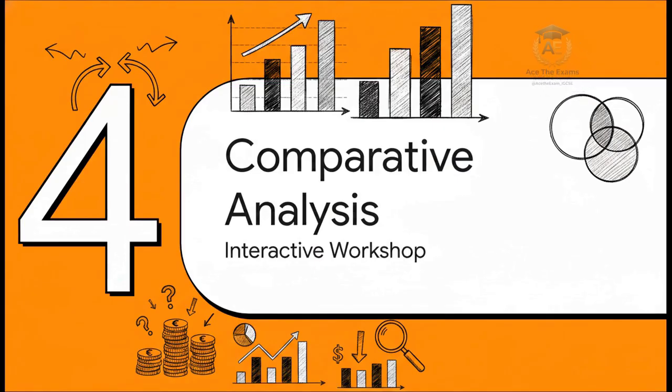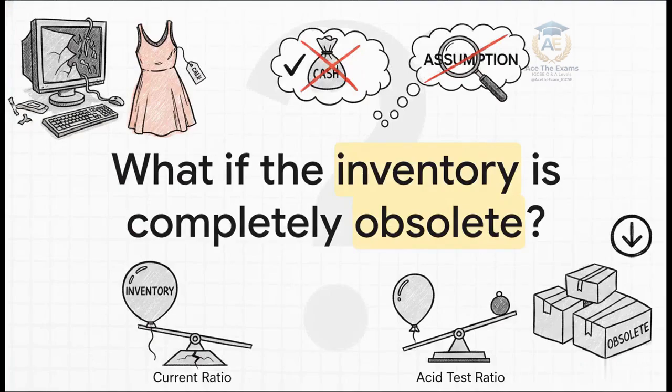Let's do a quick interactive workshop. Here is a 60-second challenge for you. Think about this. We just saw that massive jump in inventory in year 2, up to $250,000. But what if that inventory is obsolete? What if it's outdated tech or out-of-season clothing that literally cannot be sold at its book value? How does that specific assumption affect the validity of our ratios?